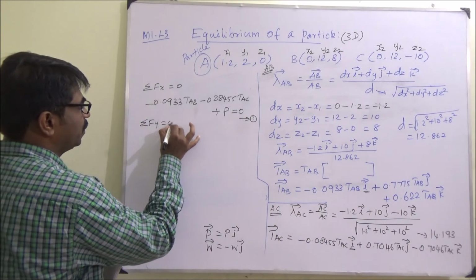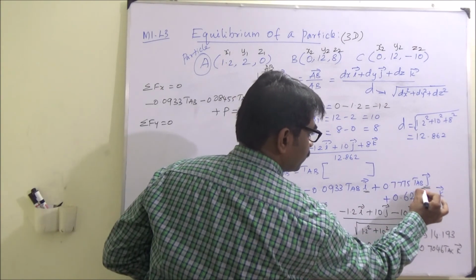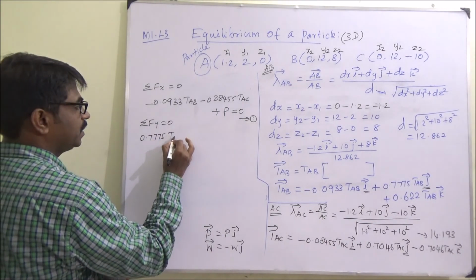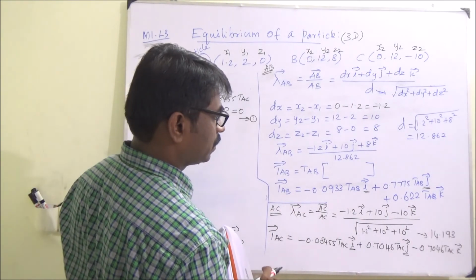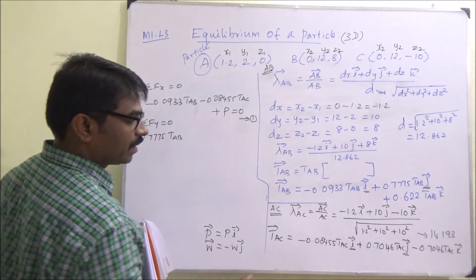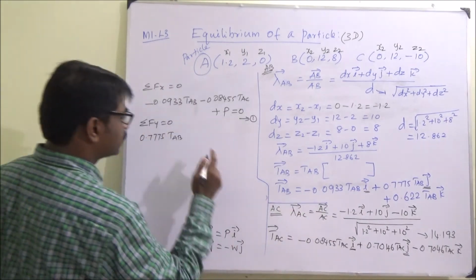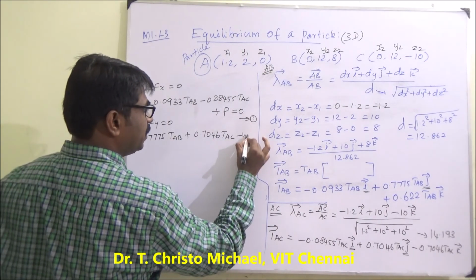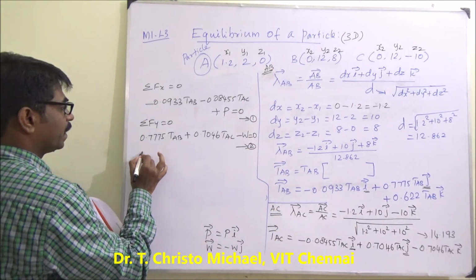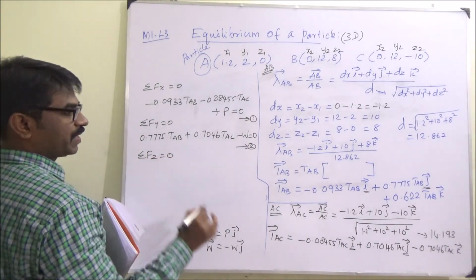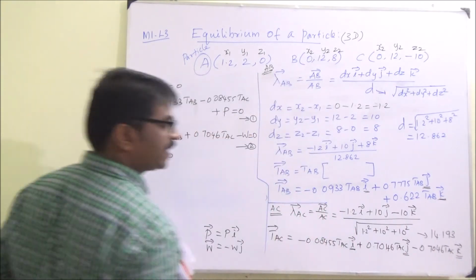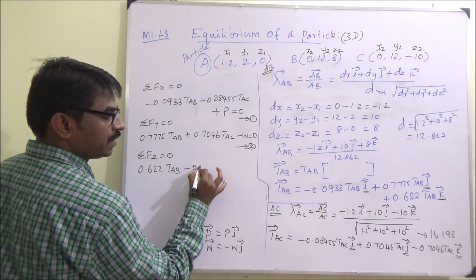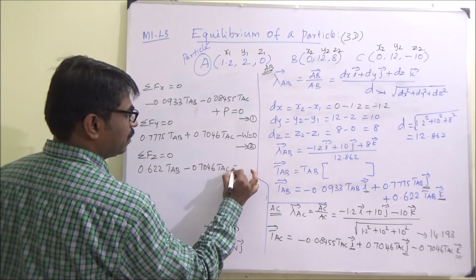Summation of Fy equal to 0. You take the j's. So 0.7775 TAB, plus 0.7046 TAC, and then minus W equals 0. This is expression 2. Summation of Fz equal to 0. Take all the z; there are only two cases, so 0.622 TAB minus 0.7046 TAC equal to 0. This is 3.